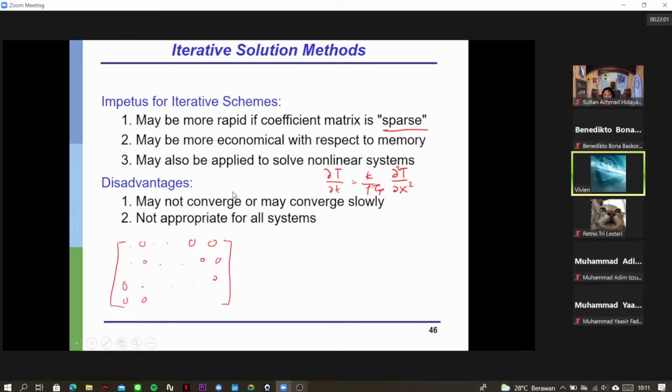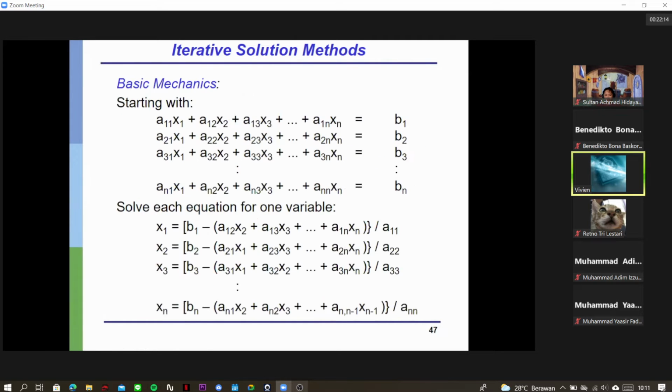But the disadvantage is that it may not converge, or may converge very slowly. And this is sometimes not appropriate for all systems. So we will see what the procedure is with the iterative method.